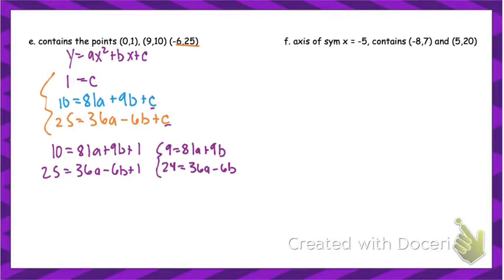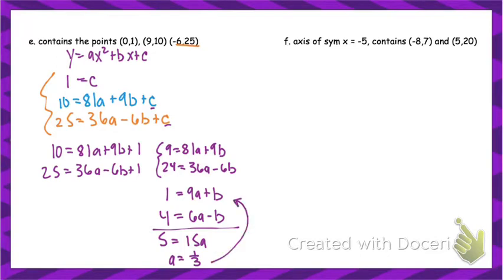So that top equation, everything's divisible by 9. So I'm going to rewrite that as 1 equals 9a plus b. Everything in the second equation is divisible by 6. So I'm going to rewrite that as 4 equals 6a minus b. Well, now this is a really easy equation to use substitution on. So 15a equals 5. So a is 1/3. Once I know what a is, I can take it and plug it back in. That means that 1 is equal to 9 times 1/3. That means that b is equal to negative 2.